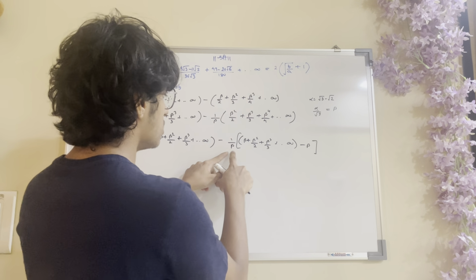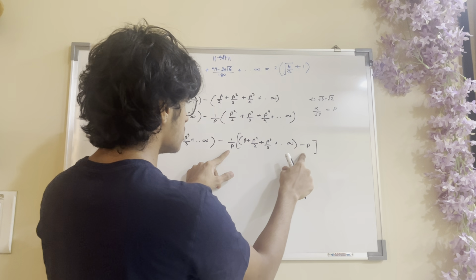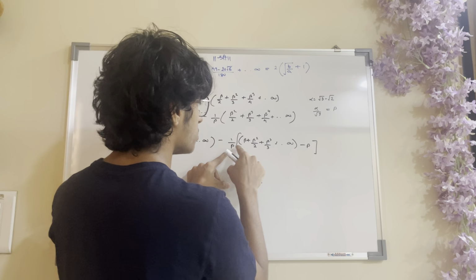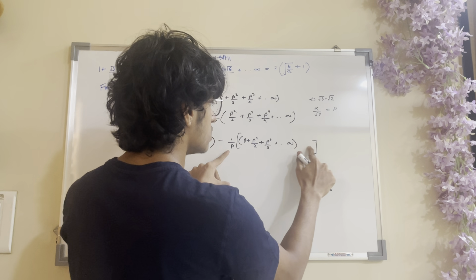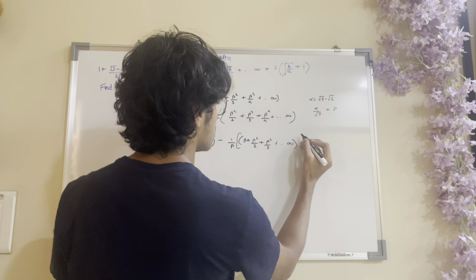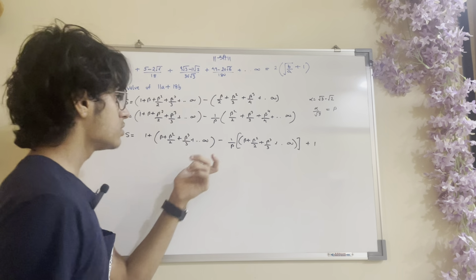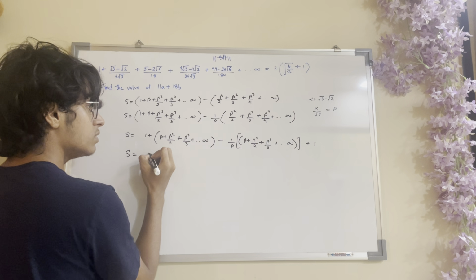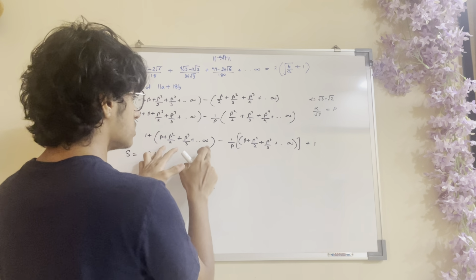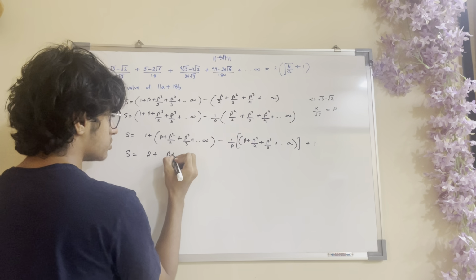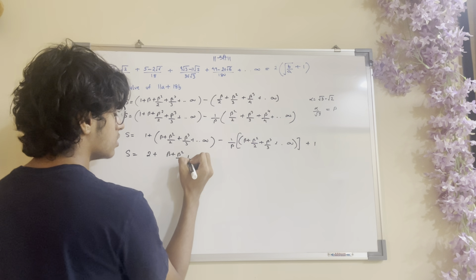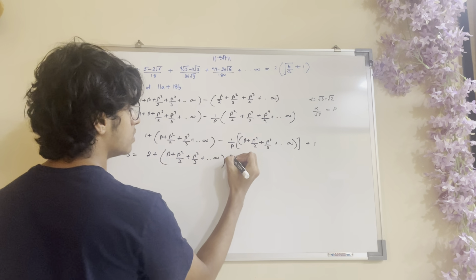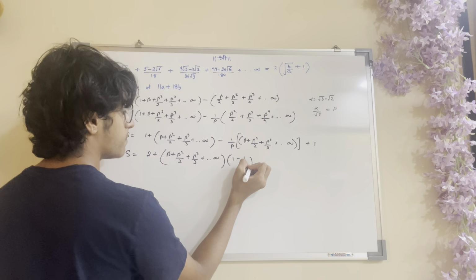Now if we multiply this with this and this, that will give us minus 1 by beta into minus beta. We will get a plus 1. Minus 1 by beta into minus beta will be a plus 1. So S is equal to 2 plus, taking this series common, we have 2 plus beta square by 2 plus beta cube by 3, so on till infinity, into 1 minus 1 by beta.